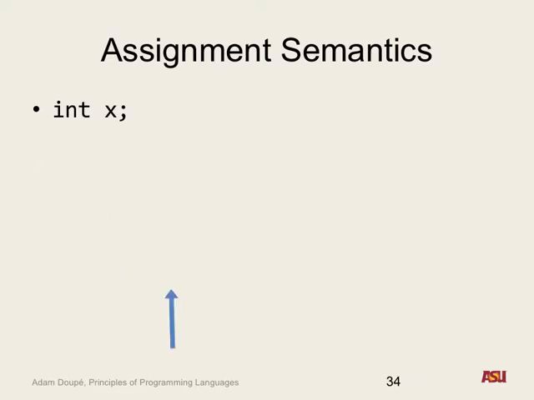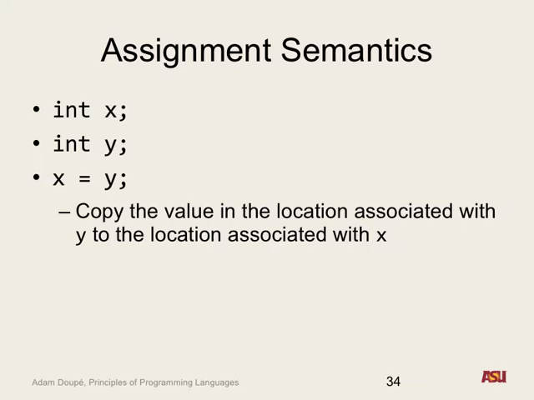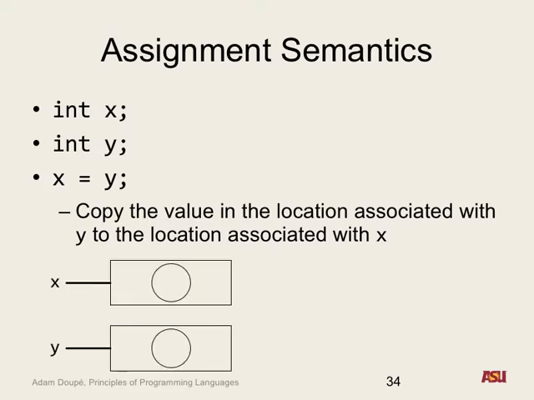So how is this different than the case here of int x, int y, x is equal to y? What's the semantics of this? x equals y. Copy the value in the location associated with y to the value in the location associated with x. So how many circle box diagrams do we have here? Two, right? y actually has a location and a value. So we have x and y, and we're going to take whatever's in y and copy it into the value associated with x.